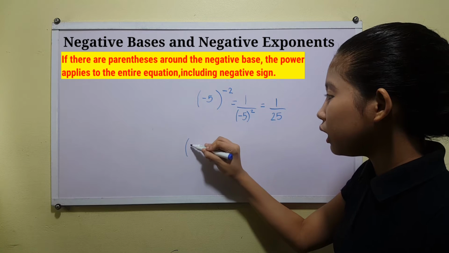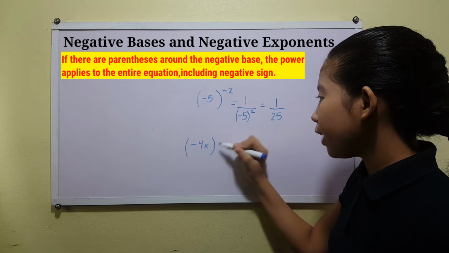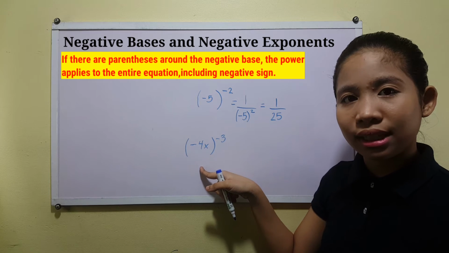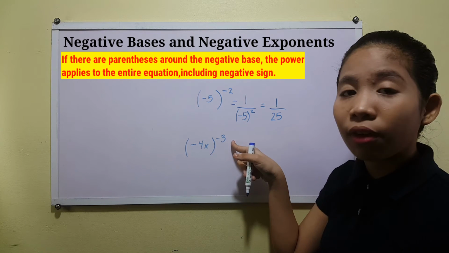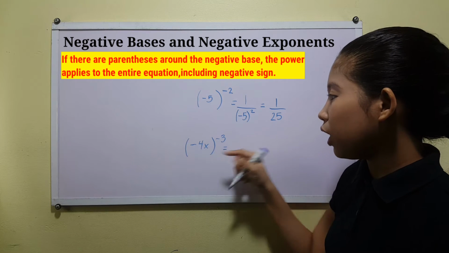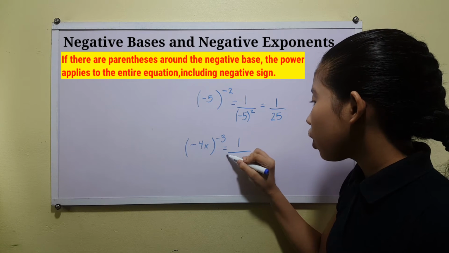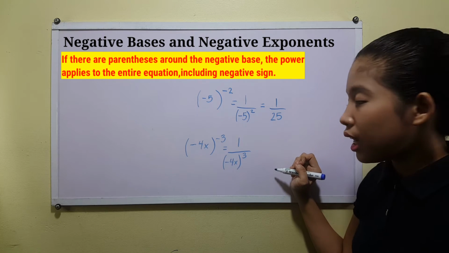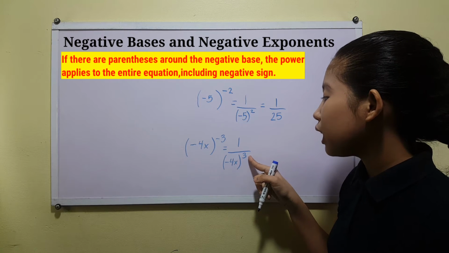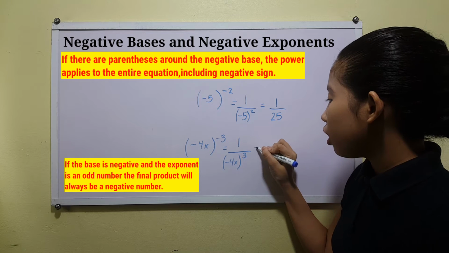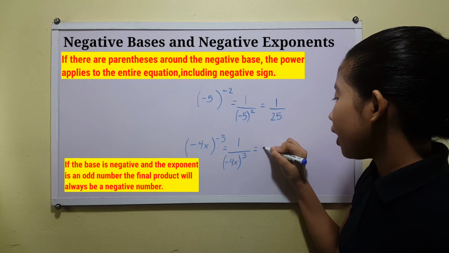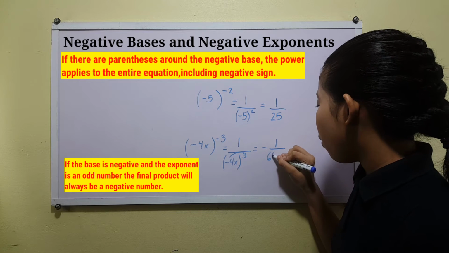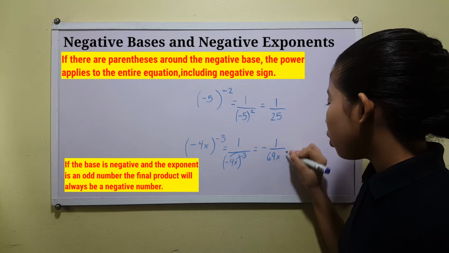And if we have quantity negative 4x to the power of negative 3, as you can see, both the negative sign and the base are enclosed in a parenthesis, which means both the negative sign and the base are to the power of negative 3. So our reciprocal of negative 4x is 1 over quantity negative 4x to the power of 3. And as you can see, our base is a negative, but our exponent is an odd number. So our answer will be a negative. So we have negative 1 over negative 4 to the power of 3 is 64. And x to the power of 3 is x to the power of 3.